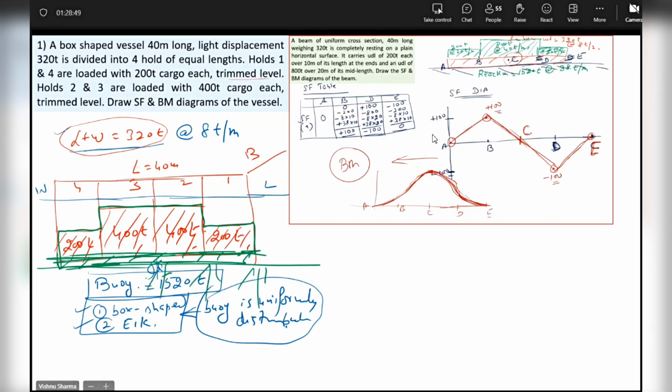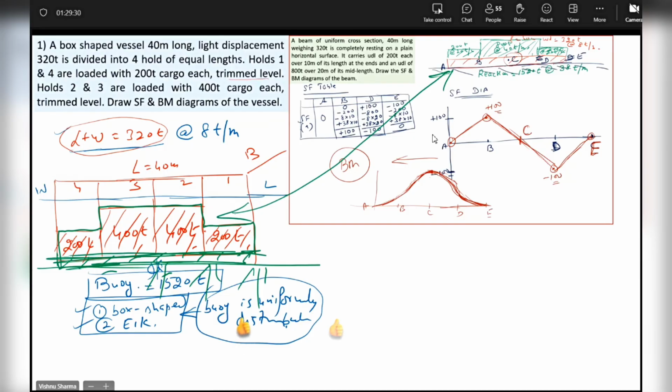Yes or no, uniformly? So do you think this box-shaped vessel, if it was to be represented like a beam, can be represented by this beam? Yes or no? Can this box-shaped vessel be represented by this beam? Tell me, guys. All the forces are exactly identical in the two cases. Yes or no? Please review and tell me, can this box-shaped vessel, which we have assumed, be represented by this beam that we just solved? Yes or no? Yes, sir.